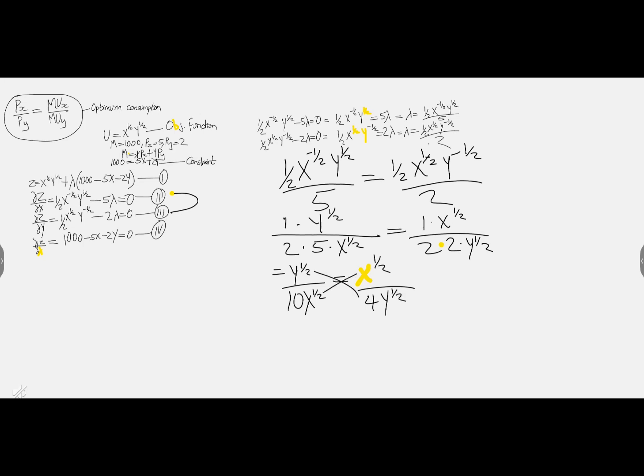So you get 4y equal to 10x. And then you can make y the subject of formula. So y is equal to 10 over 4 x. That's equal to 5 over 2 x.